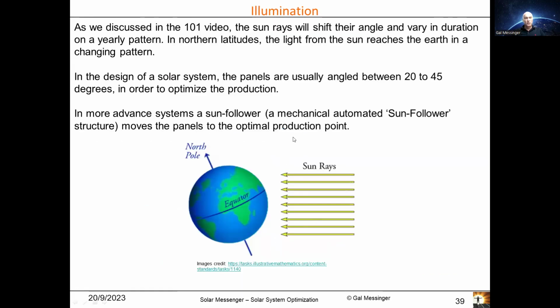And the illumination is also very important. I have the one-on-one video for you to watch before this lecture to understand. We have to optimize the way the solar panels are located and angled too, because we want them to face optimally south, or in some cases east-west in a dual situation. And we try to angle them around 45 degrees, but in the summer it's a bit less, in the winter it's a bit more. So anything between 20 to 45 degrees is considered close enough to optimal.